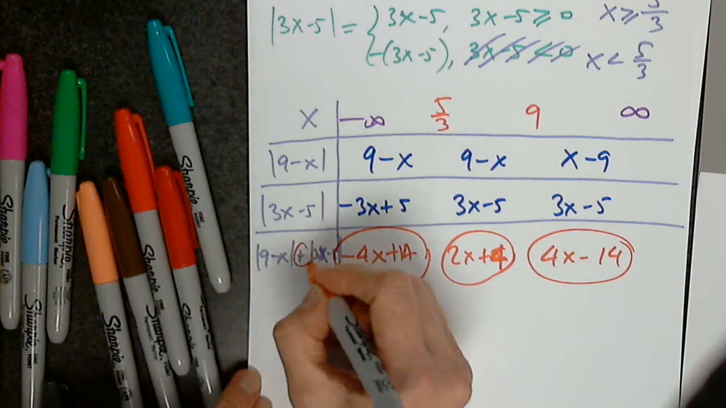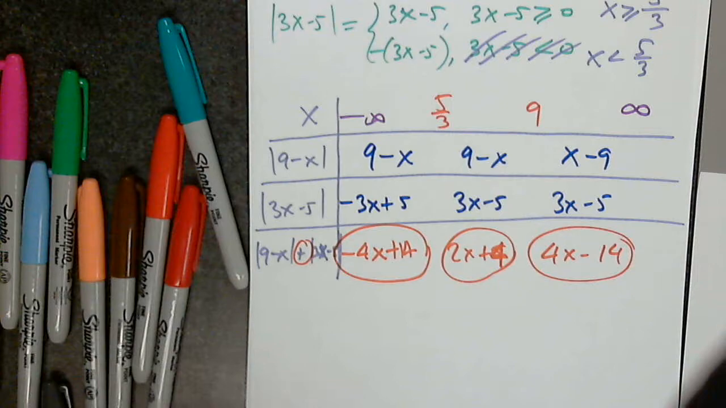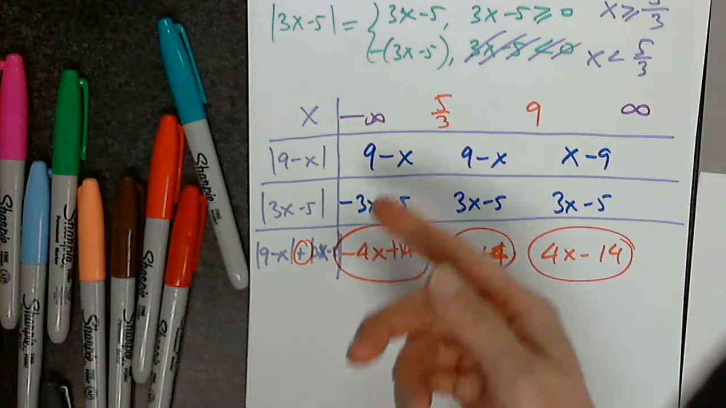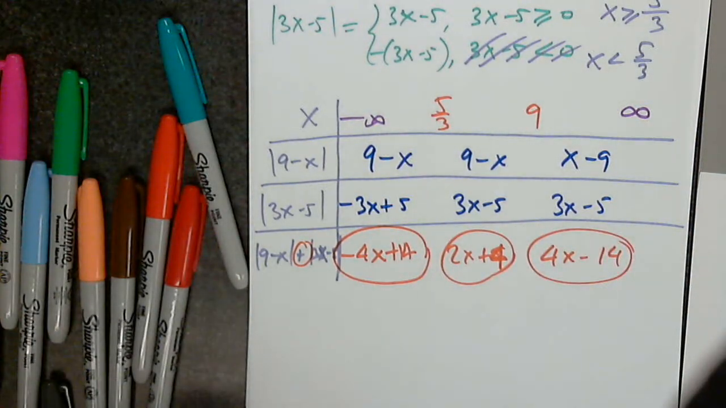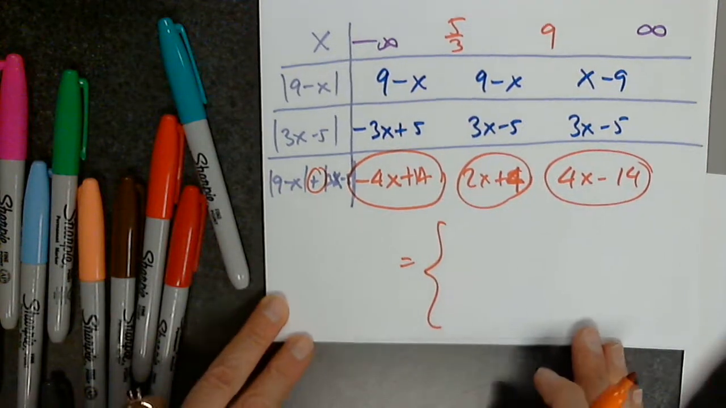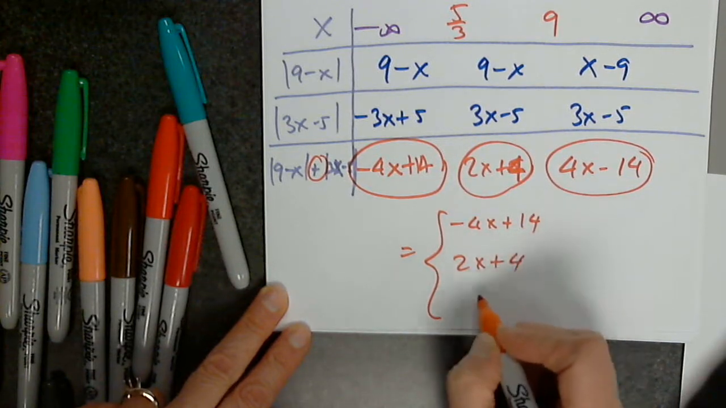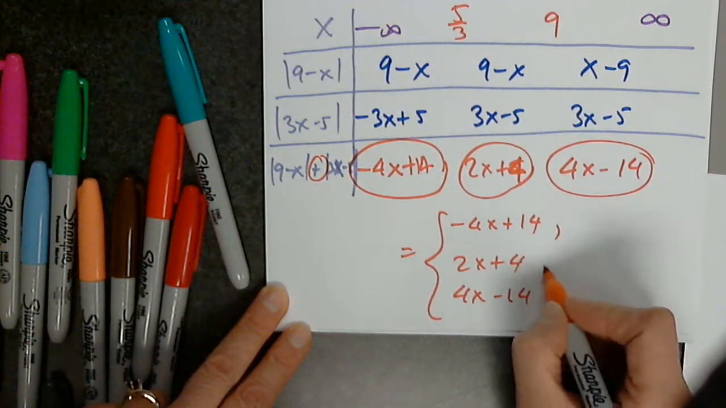Only because this is plus. If it were a minus, like we had last time, I had to be careful, distribute the negative to the second one. But here it was only addition. So I only added like terms. Now the final simplified form has 3 options. It has negative 4x plus 14, it has 2x plus 4, or 4x minus 14.